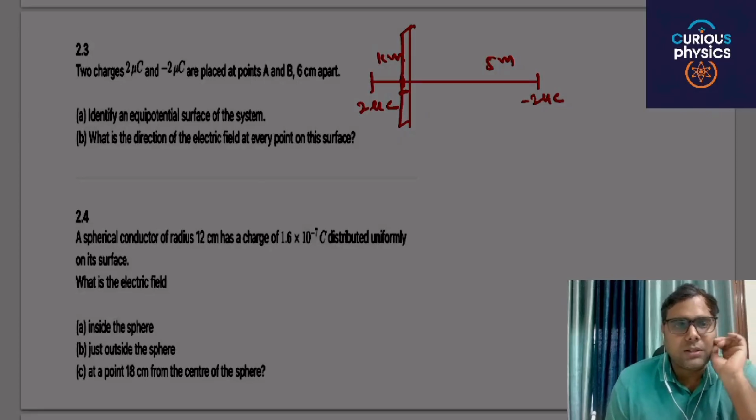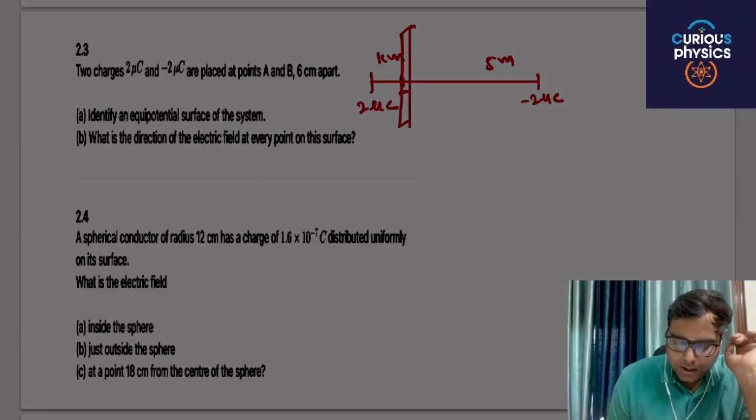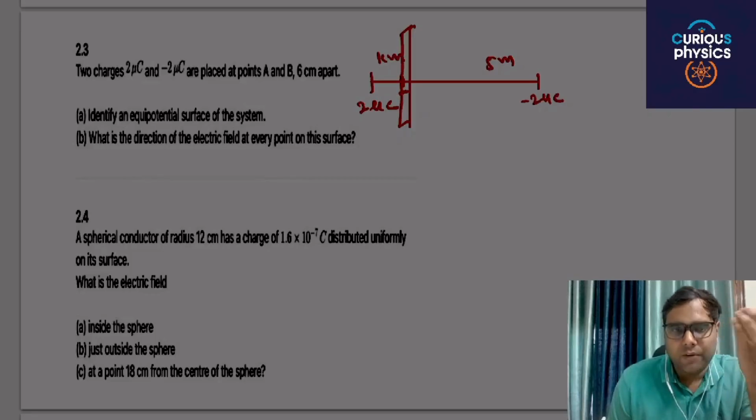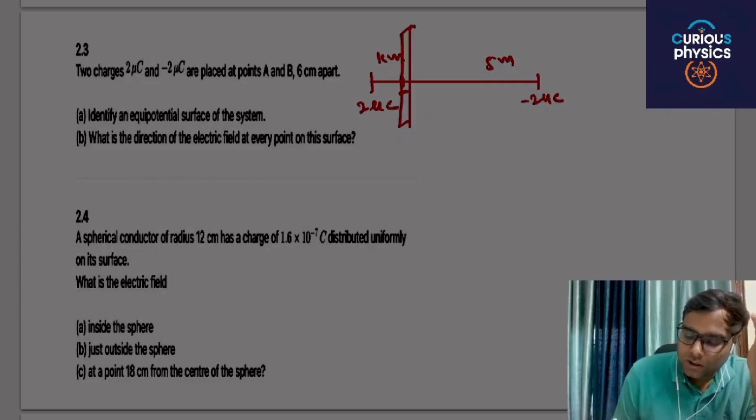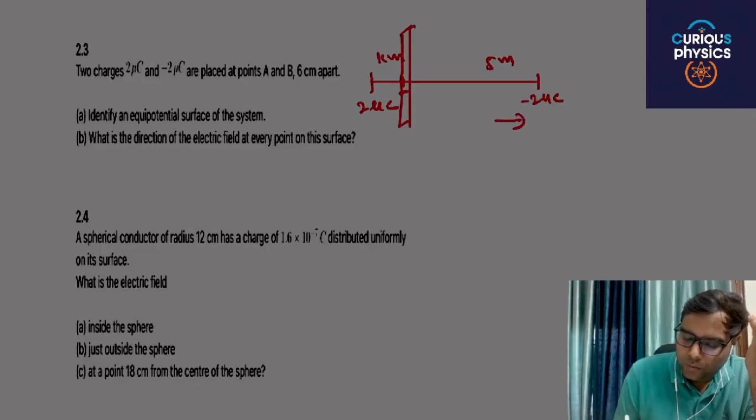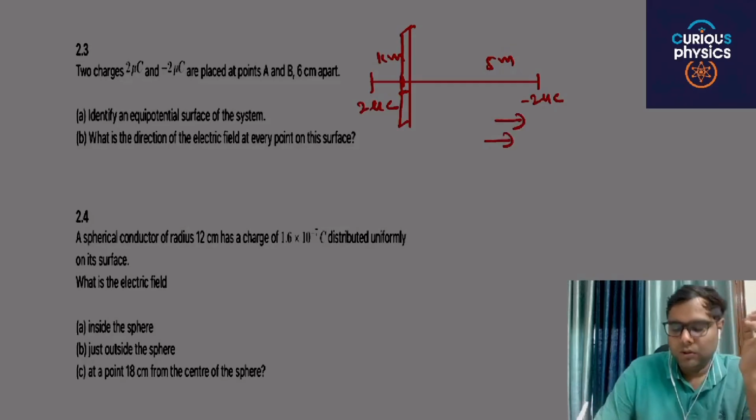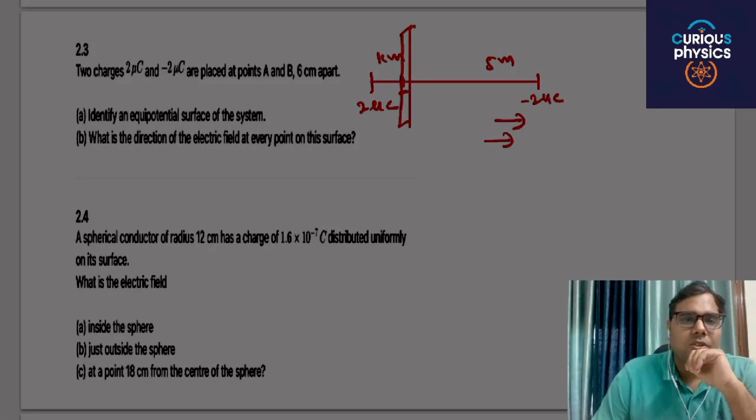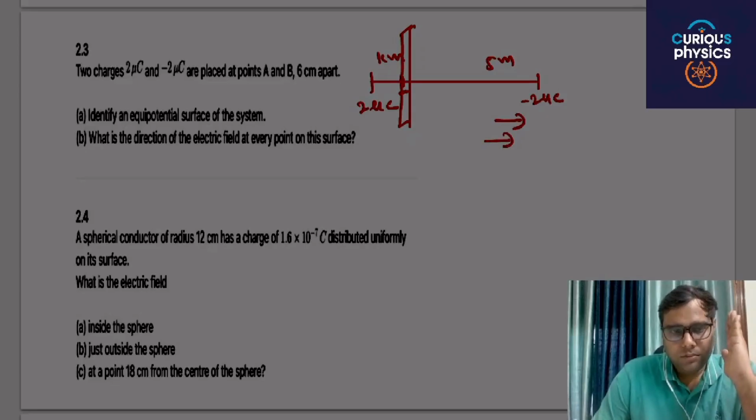Are you able to understand my point? And what is the direction of the electric field at every point? At every point the electric field will be from positive away, toward negative. So always from 2 microcoulomb to minus 2 microcoulomb, or the direction is from left hand side to right hand side.